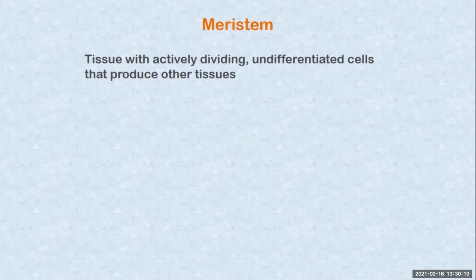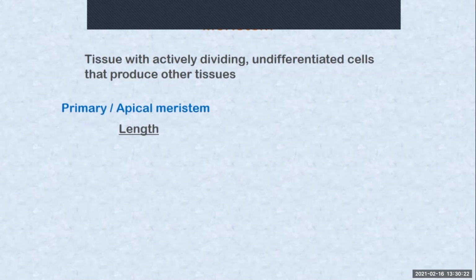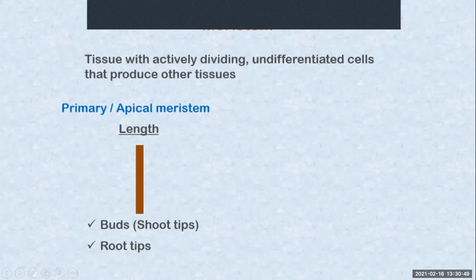So meristems. Now in plants, we have a couple different kinds of meristems, meristematic tissues. There's your primary or apical meristem, and this produces growth in length. Okay, so here's a little motion here. Growth in length, primary or apical meristems. And these are found in the buds or the shoot tips and in the root tips.